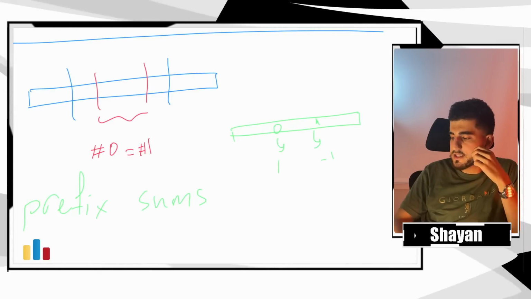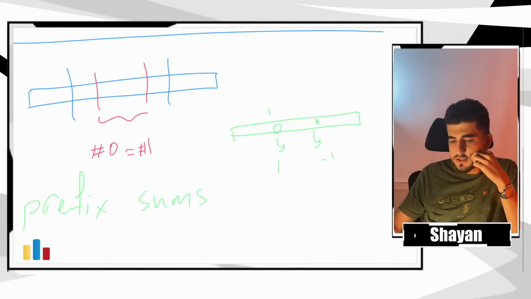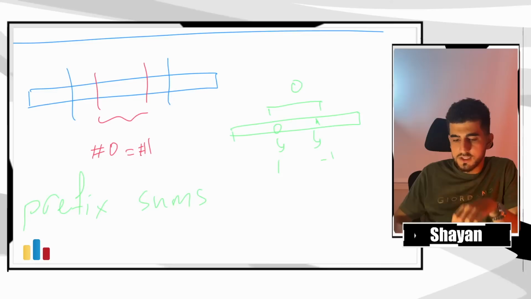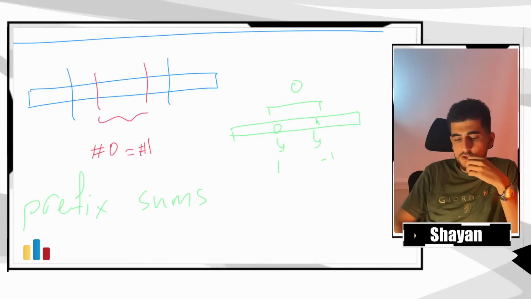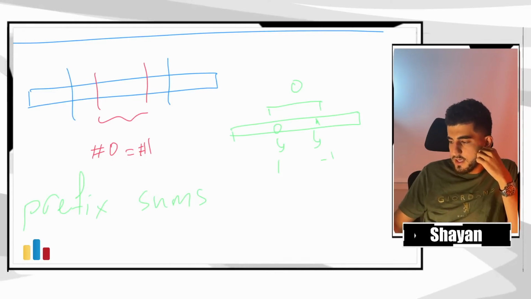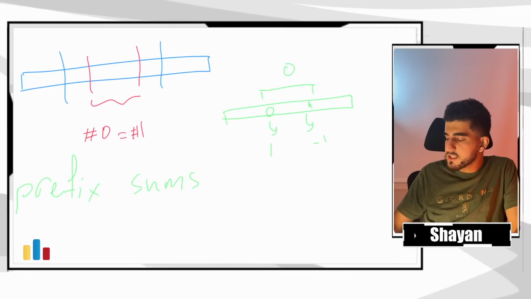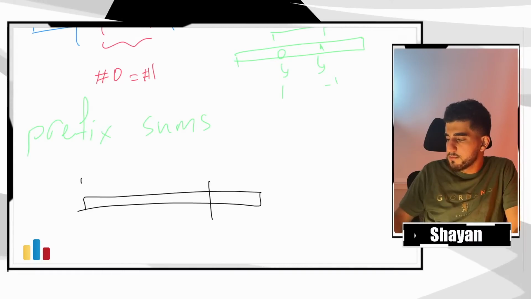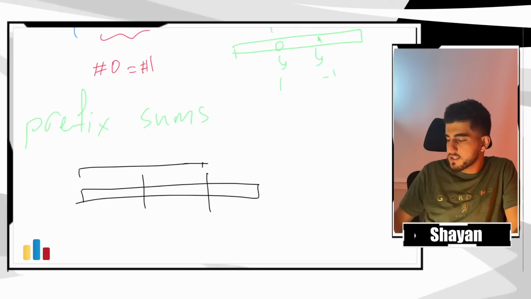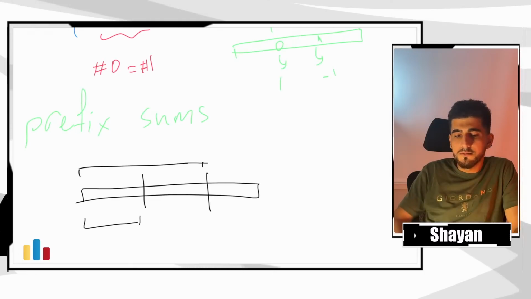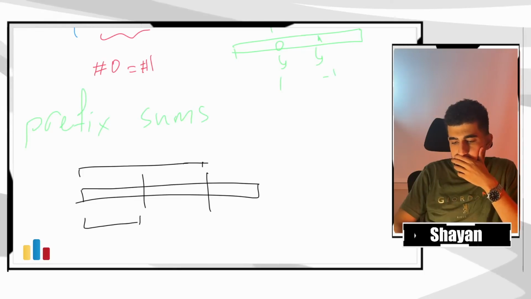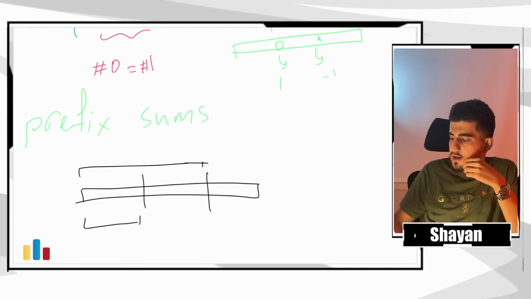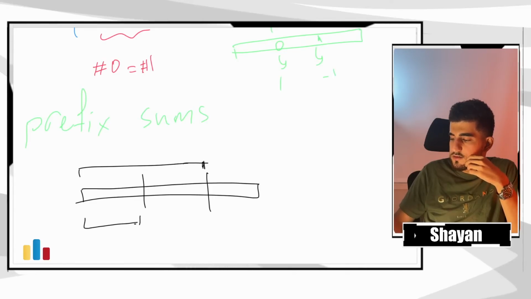So the point is that the sum of this interval should be equal to 0 in that array. And if the sum is going to be 0, it means that this prefix must be equal to this prefix. The sum of this prefix and this prefix must be equal. So from now on, I know that this prefix is equal to this prefix.